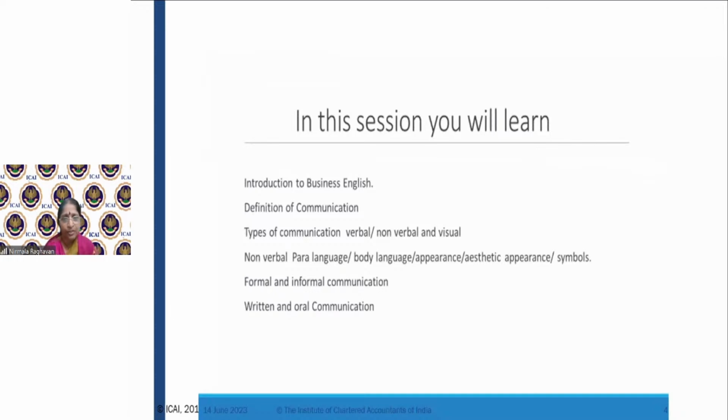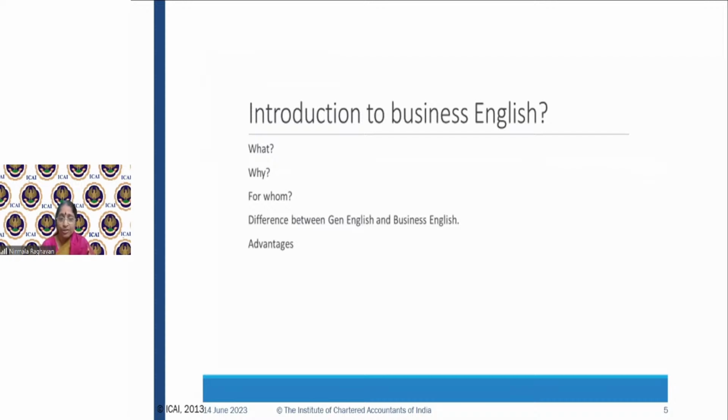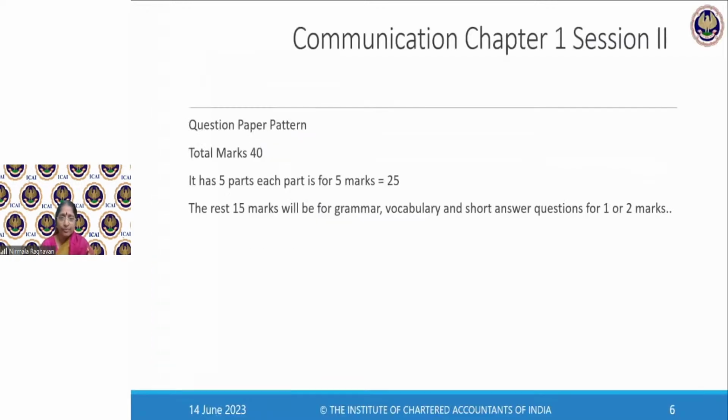Then we had definition of communication, types of communication, verbal and non-verbal language, formal and informal communication, written and oral. And we will also have the networking in communication, effective traits of good communication and barriers of communication. That will be our study today. Introduction to Business English, we just saw.